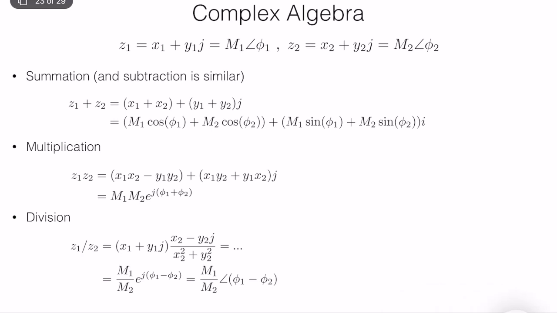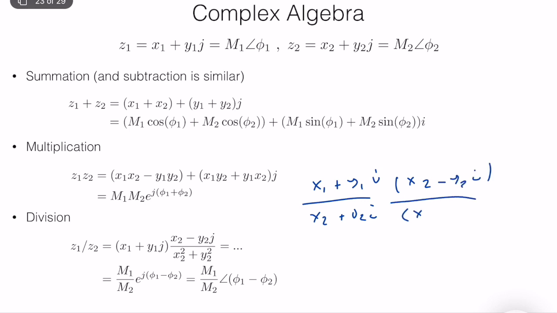So what is this? I will show you here. The idea is x1 plus y1 j divided by x2 plus y2 j. What you do is you multiply both sides by the complex conjugate of the denominator. So the denominator is x2 plus y2 j, and it's not x complex conjugate, it's x2 minus y2 times j. If you just distribute everything, you will see this result.